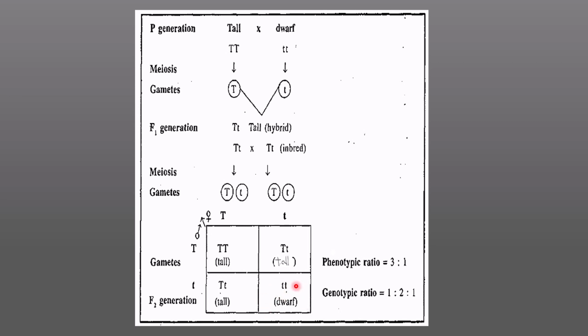Why did this dwarf plant occur? Though it is recessive, in the absence of the dominant gene, it expressed itself in the second generation. That is how we got the phenotypic ratio 3:1, and the genotypic ratio 1:2:1. Phenotypic ratio, that is 3 tall and 1 dwarf, and genotypic ratio, 1 homozygous tall, 2 heterozygous tall, and 1 homozygous dwarf plant.